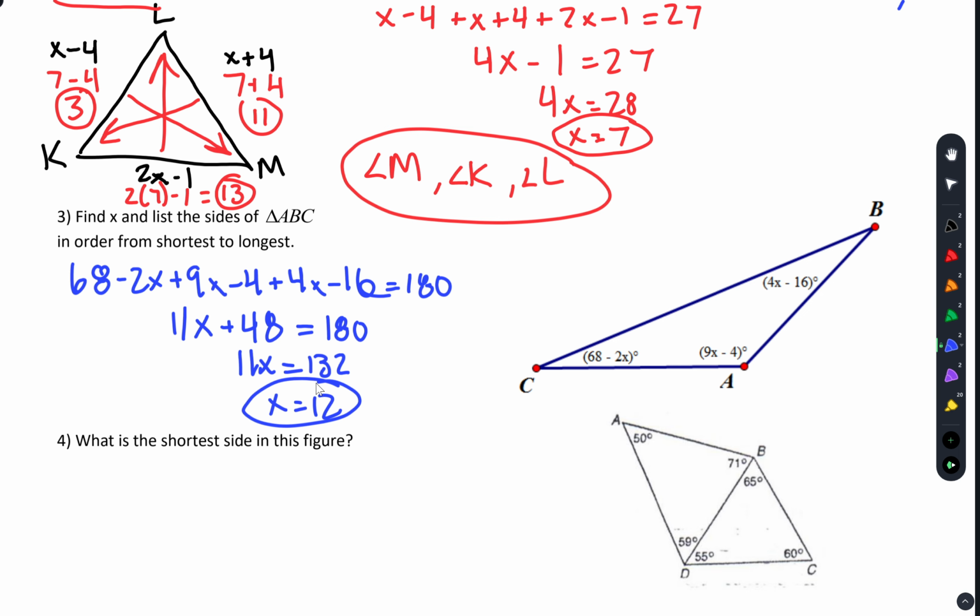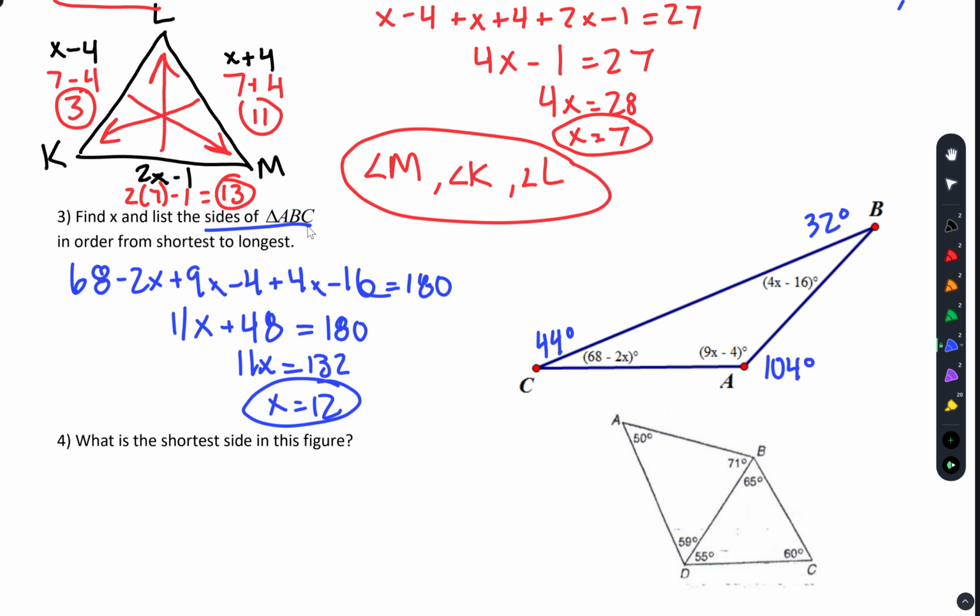Again, just like I did in that last problem, now I'm just going to go plug stuff in. So when I plug it in for each of these angles, 68 minus 2 times 12 is 44 degrees. 9 times 12 minus 4 is 104 degrees. 4 times 12 minus 16 is 32 degrees. I am listing the sides of ABC from least to greatest, so make sure your answer is in sides.